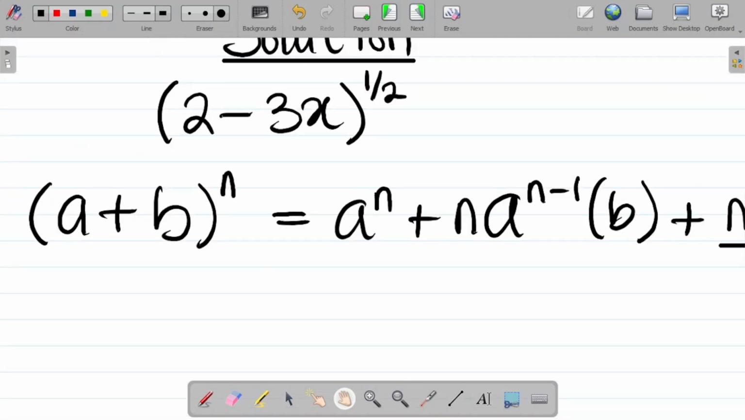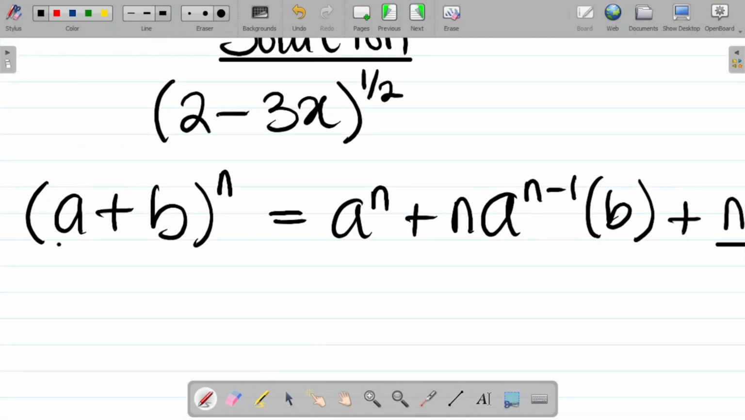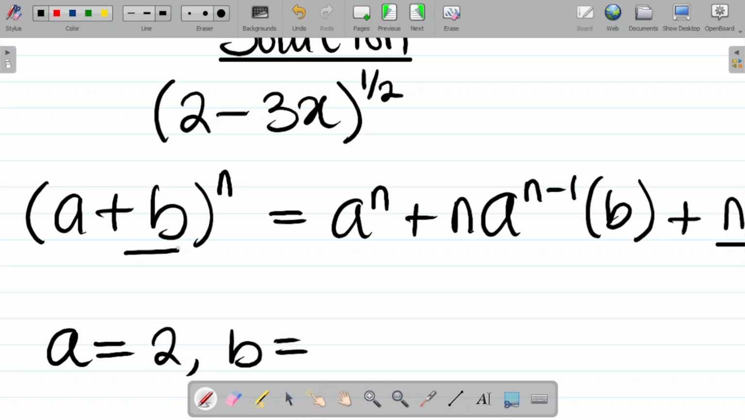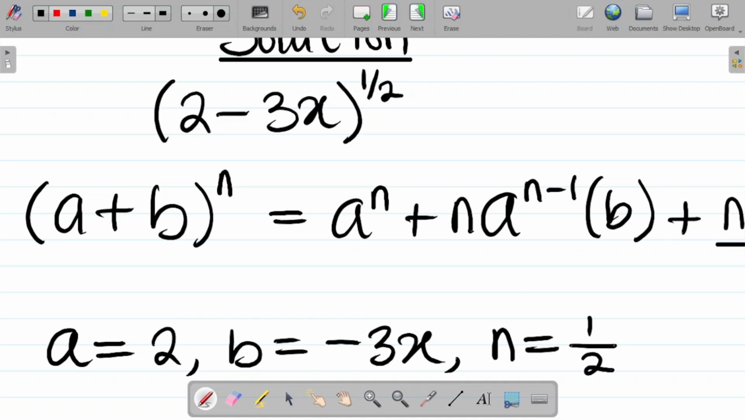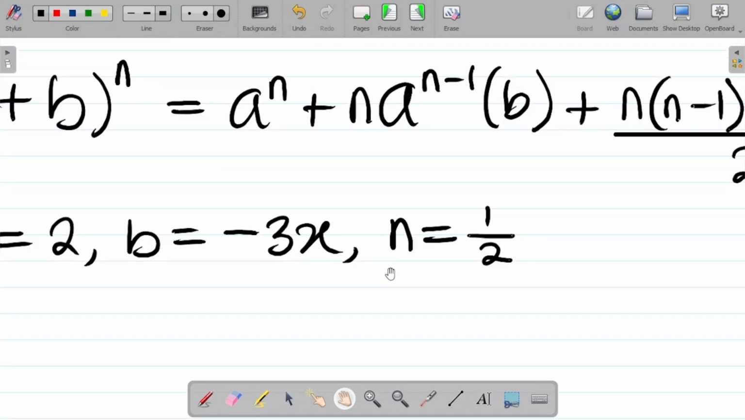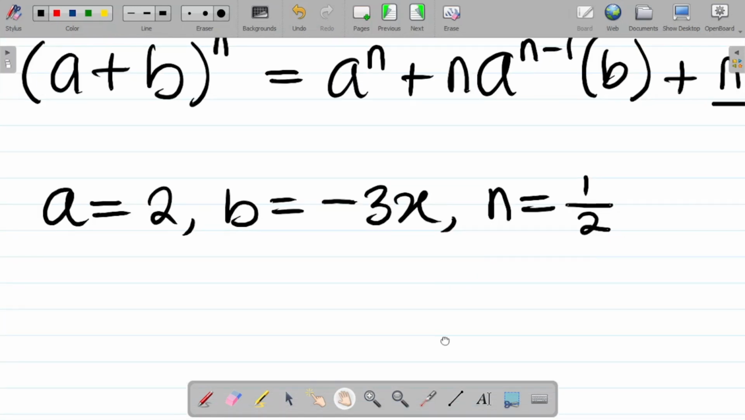Now let's proceed with this question. For this question, we can say that a is equal to the first term here, which is 2. b is equal to my next term, which is actually minus 3x, not just 3x. And n is equal to the power, which is 1 over 2. So I have a, b, and n. Let's input these into the formula and see what we get.